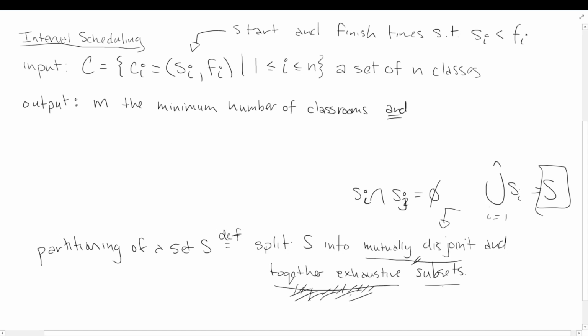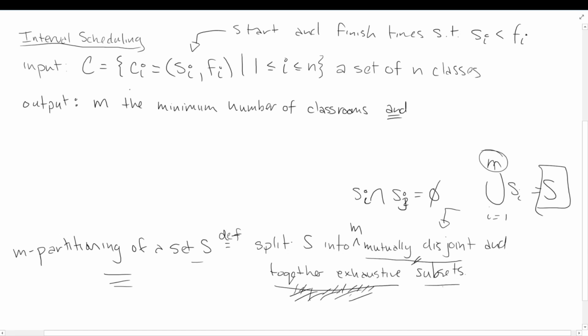So we've got both of the properties that we were looking for here, all with this one expression, partitioning of a set S. And in fact, here I've been agnostic to how big it is. I called it n here, but let's change that. Let's call it m, since n we've already used, and m is the size that we actually want. So we could do an m partitioning if we split S into m mutually disjoint and together exhaustive subsets. So that's what we're going to do here. So m is the minimum number of classrooms that we want to find.